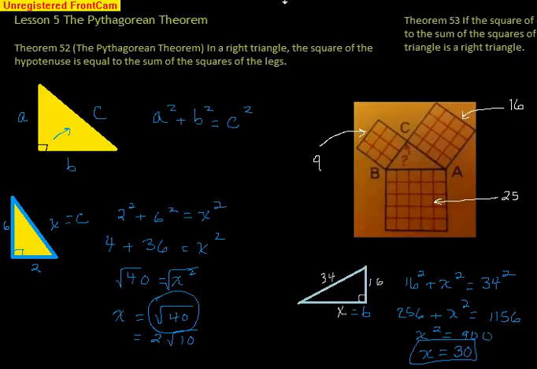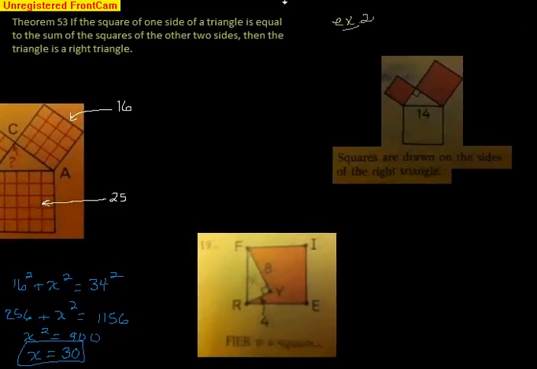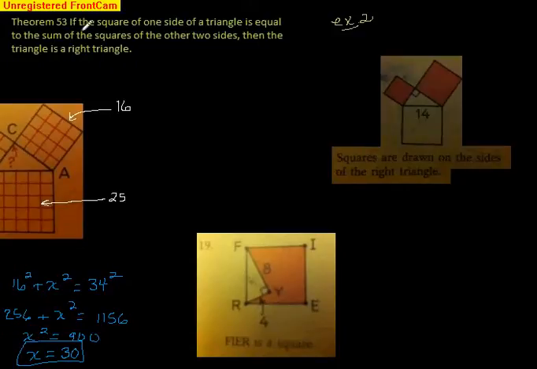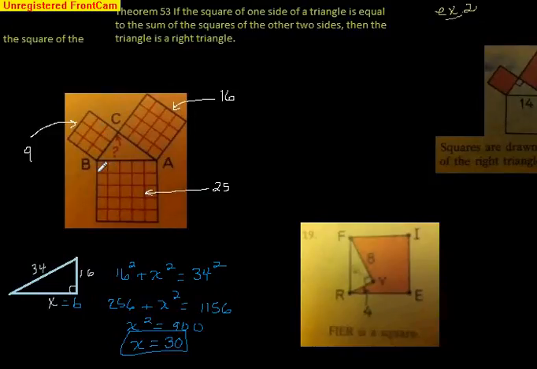So let's move over here and look at the other theorem that's in the book. The other theorem says if the square of one side of a triangle is equal to the sum of the squares of the other two sides, then the triangle is a right triangle. So what we're saying here is that if a squared plus b squared does equal c squared, then it is a right triangle, even if you didn't know it was a right triangle. I don't know where that will come into play, but it might.